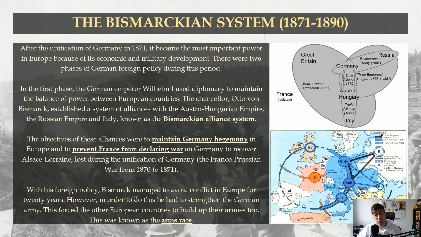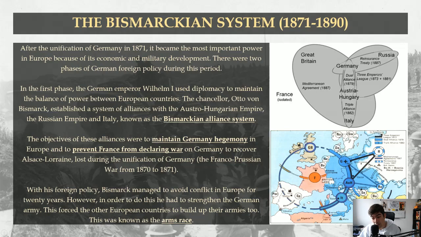However, to do so, he had to strengthen the German army. And this forced the other European countries to build up their armies too, and this is called the arms race, la carrera de armamentos. Okay, and here you have a diagram of all of these alliances, and the common point of all of these alliances is the isolation of France.